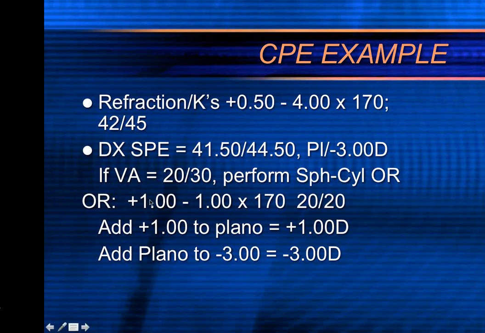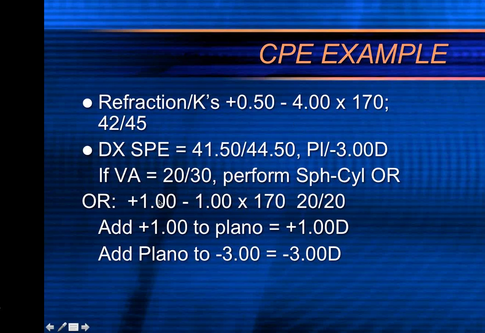But basically, it's adding the overrefraction. This is a with-the-rule patient. So in a with-the-rule patient, the plano is going to be in the 180, and the -3 is going to be in the 90. So what we have is we have +1 in the 170.